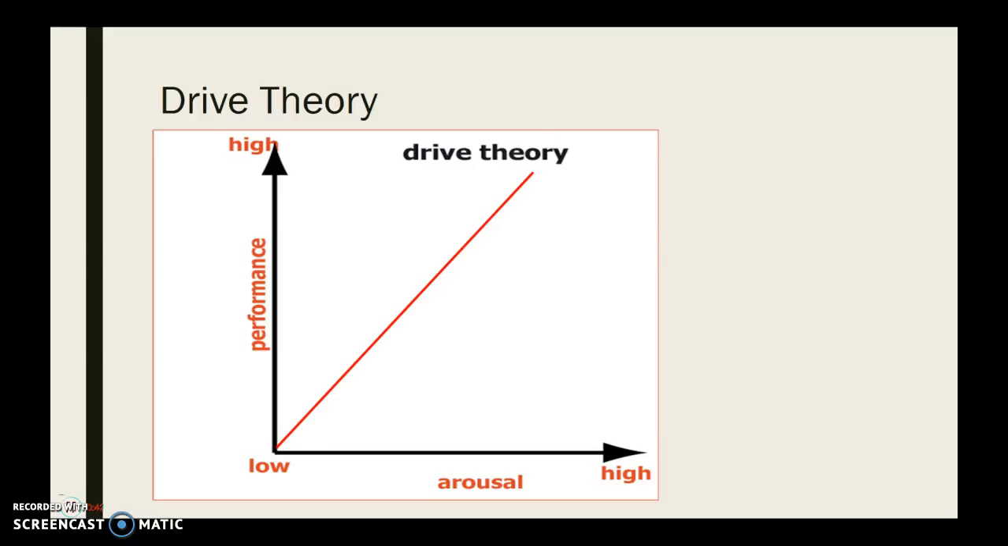This theory is useful as it's true for experienced performers. It's also true for well-learned skills, where the dominant response is the correct one. It is poor for inexperienced performers and assumes low levels of arousal means poor performance, though some sports such as shooting require lower levels of arousal.